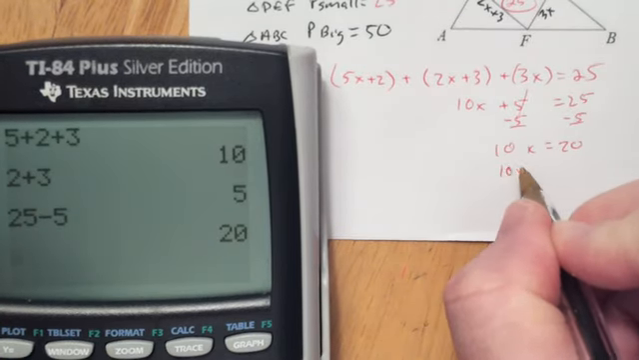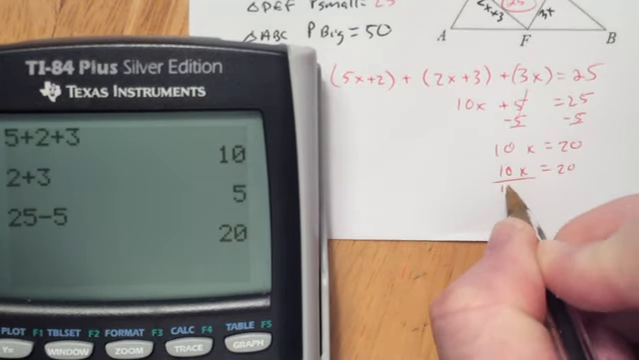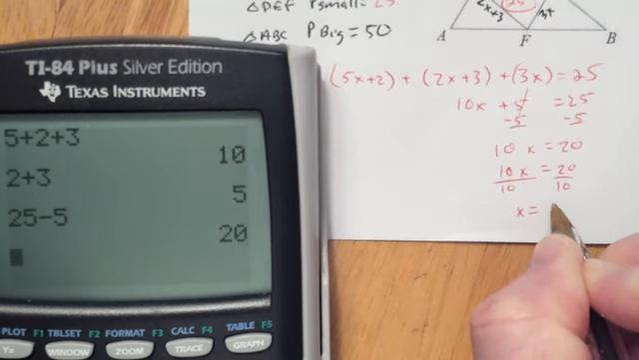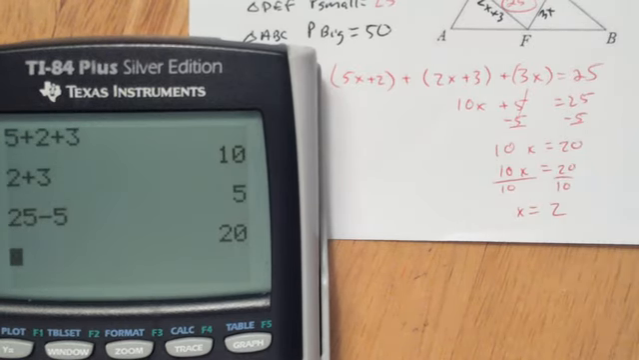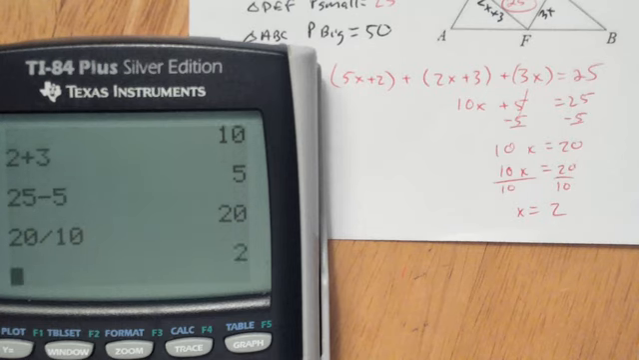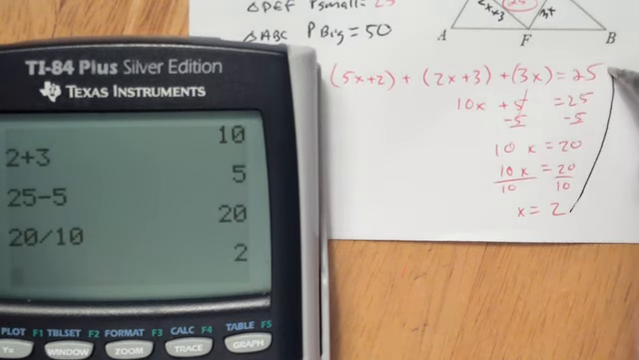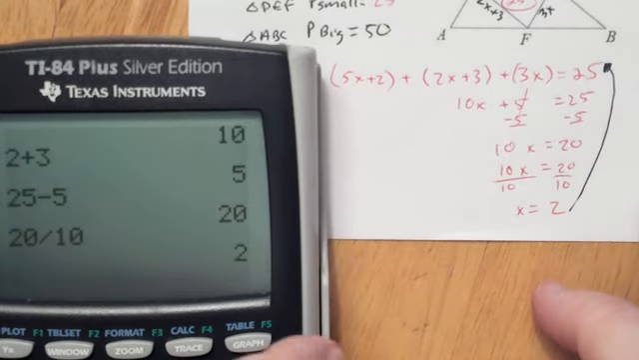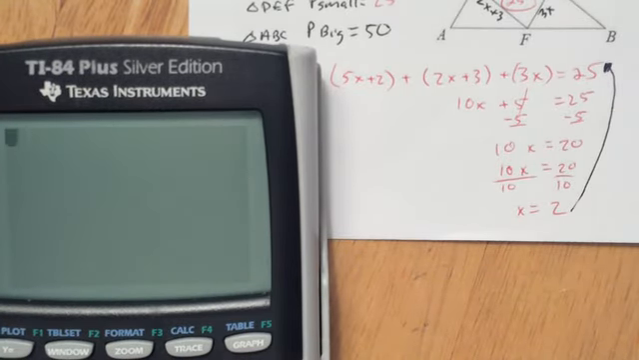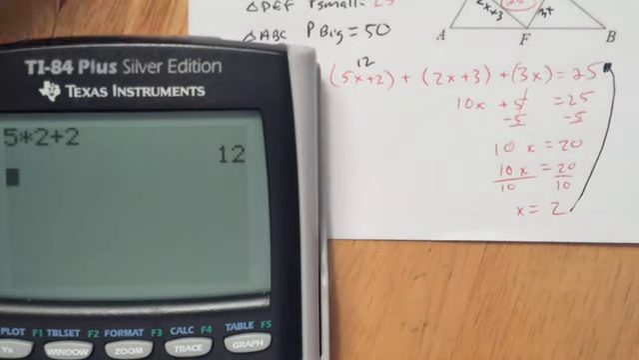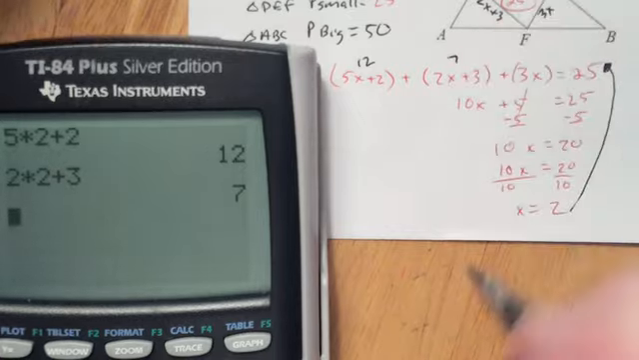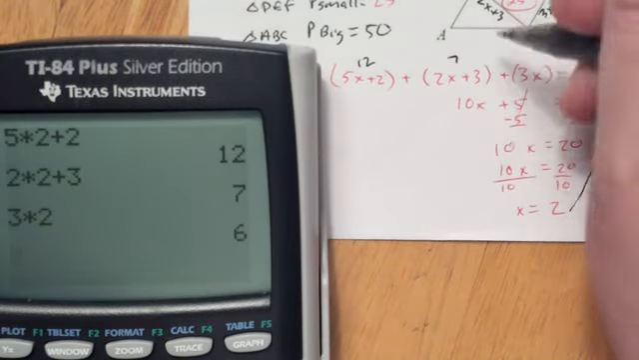And then you take that 10x, we divide both sides by 10, we get x equals 2. So 20 divided by 10, and we get 2. All right, as soon as you get x, I've trained you guys to always put it back in here. So if we put that back in here, we get 5 times 2 plus 2, and this would be 12. 2 times 2 plus 3 would be 7, and 3 times 2 is 6.